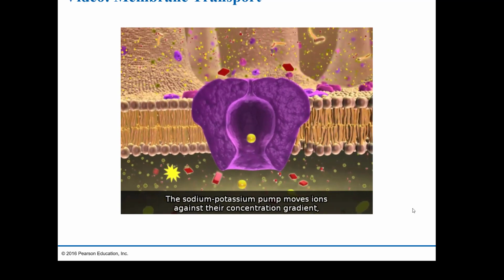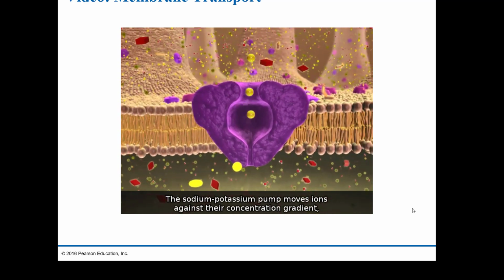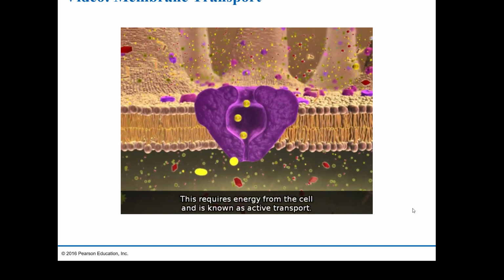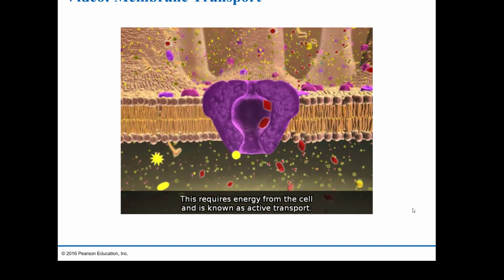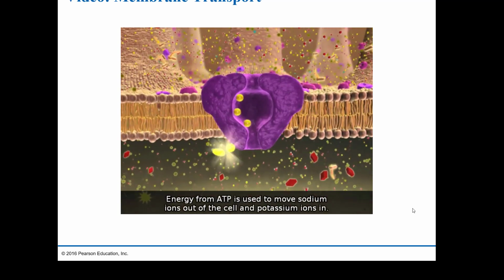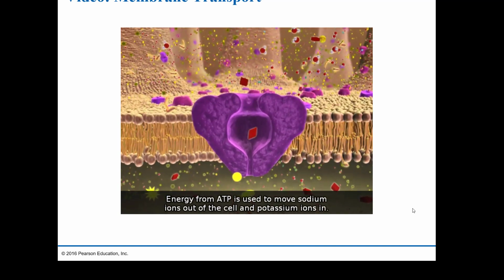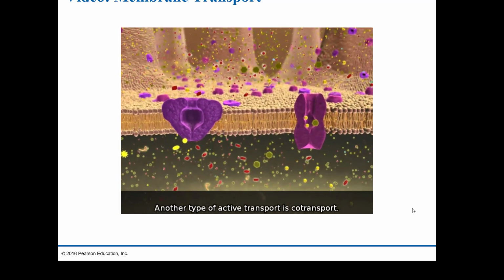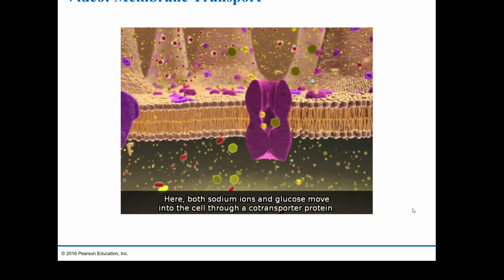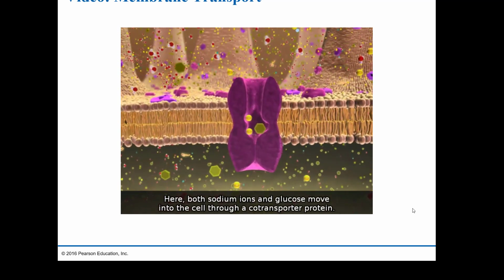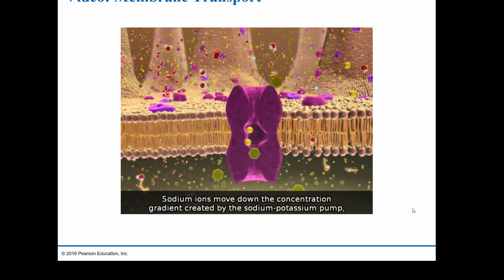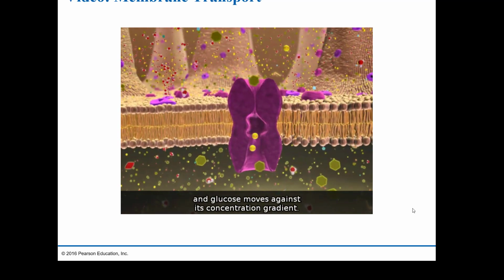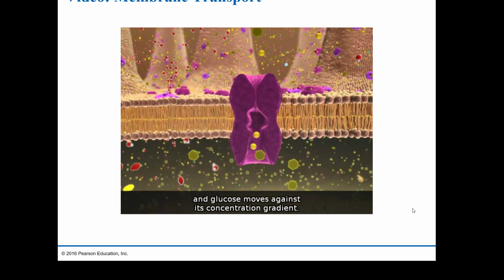The sodium-potassium pump moves ions against their concentration gradient, from where they are less concentrated to where they are more concentrated. This requires energy from the cell and is known as active transport. Energy from ATP is used to move sodium ions out of the cell and potassium ions in. Another type of active transport is cotransport. Here, both sodium ions and glucose move into the cell through a cotransporter protein. Sodium ions move down the concentration gradient created by the sodium-potassium pump, and glucose moves against its concentration gradient.